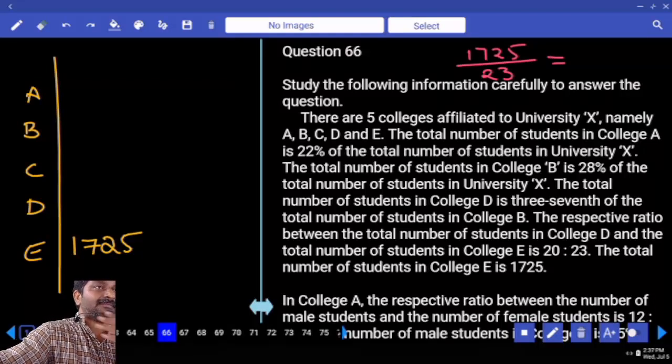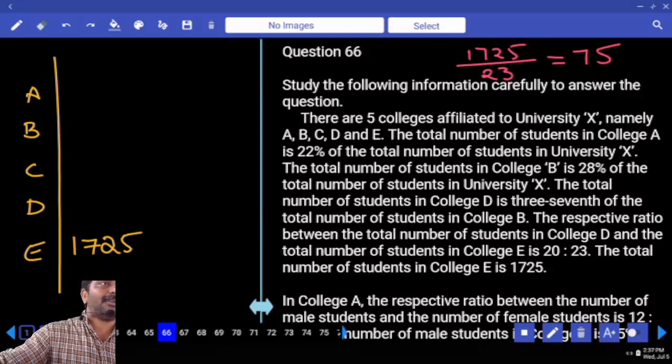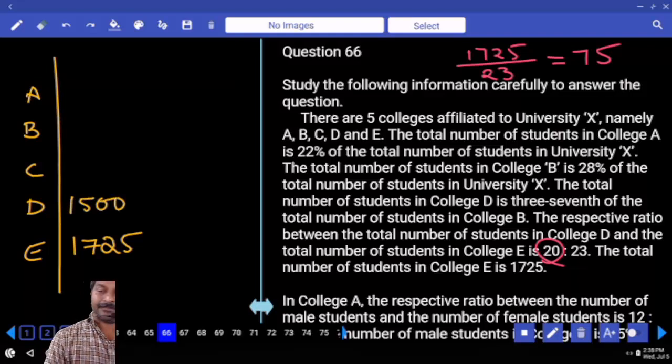7 20s, 7 3s, 140, 21. Apart from 161, how much is left in numerator? 11 and then 5, 115. 23 how many times? That means 1 part is equal to 75 only. And D it is 20 parts, which is equal to 15.